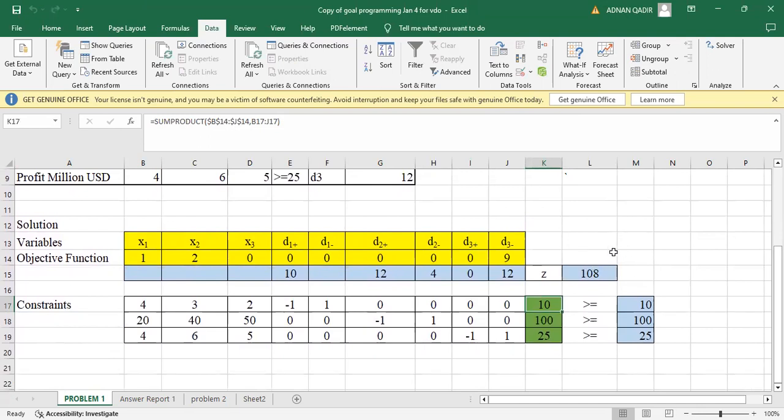So this is what goal programming is, and how it is solved using the Solver function is explained.